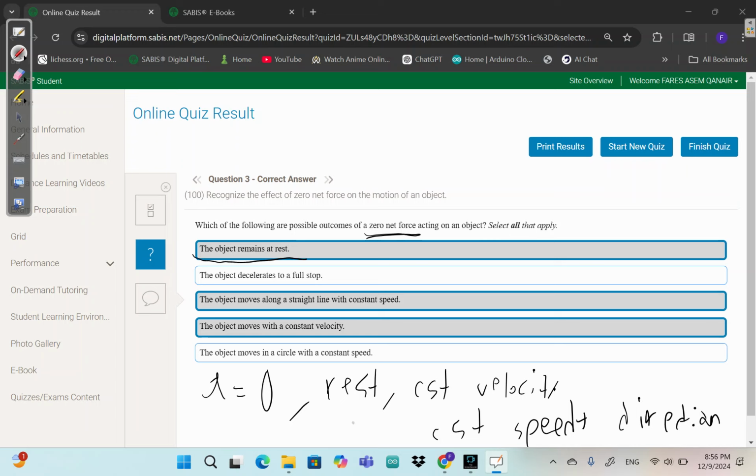The object remains at rest? Yeah, it could be at rest. So this one's correct. The object decelerates to a full stop. Decelerates means that it has acceleration, but negative, but it's still acceleration. It's not zero. So this one's wrong.